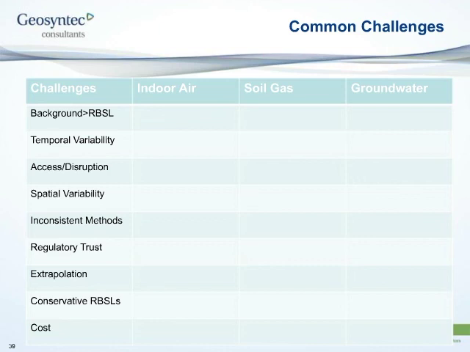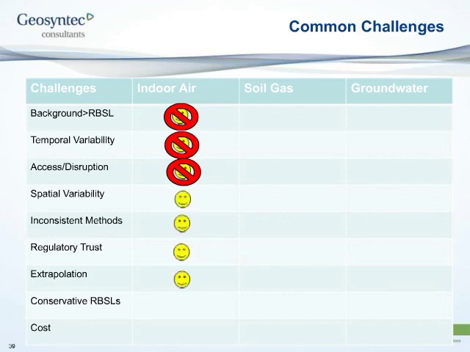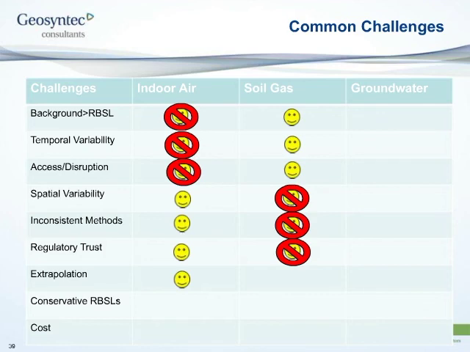The challenges I think I've laid out, that we have background above the risk-based concentrations, temporal variability, access interruption and disruption. If you click forward, those are all problems with indoor air sampling. But if indoor air is well mixed, then we don't have spatial variability. At least the indoor air sampling methods are fairly consistent, and regulators tend to trust indoor air. There's not extrapolation from indoor air to the point of exposure.